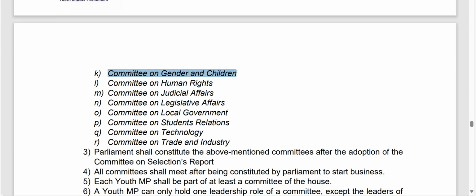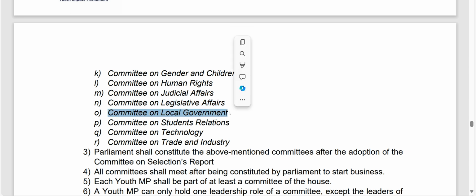Committee on Gender and Children, yes, talking about gender and children. Committee on Human Rights, talking about human rights abuse and all those things. Committee on Judicial Affairs, so they talk about the judiciary system, how things are working, whether our court systems are working well. Committee on Legislative Affairs, it's not an in-house committee, okay? They talk about Parliament as a structure. They can hold Parliament of Ghana to account and tell us if Parliament of Ghana is delivering and all those things. They look at these legislative affairs.